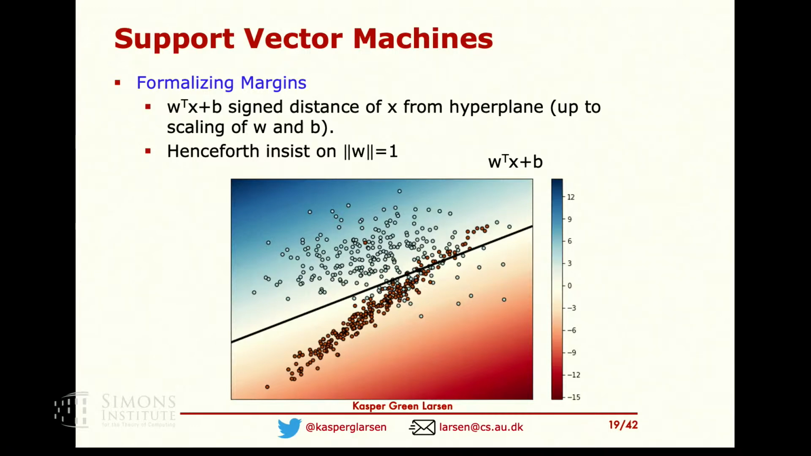It's basically how far X is from the hyperplane, up to a scaling of W and B. I can always represent the same hyperplane by scaling W and B up and down by the same factor. So because of this scaling, we're going to assume that this normal vector has unit norm from here on. So W always has unit norm.